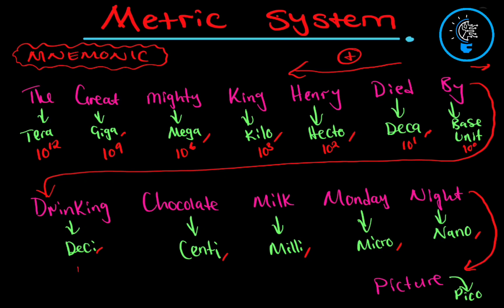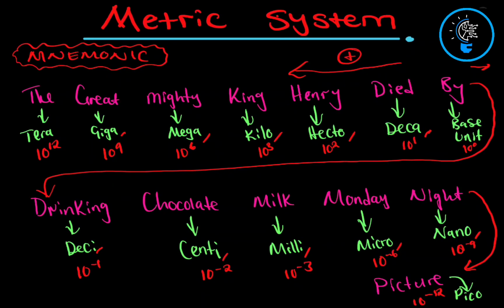So des is 10 to the power negative 1. Cent is 10 to the power negative 2. Milli is 10 to the power negative 3. Micro is 10 to the power negative 6. Nano is 10 to the power negative 9. Pico is 10 to the power negative 12.